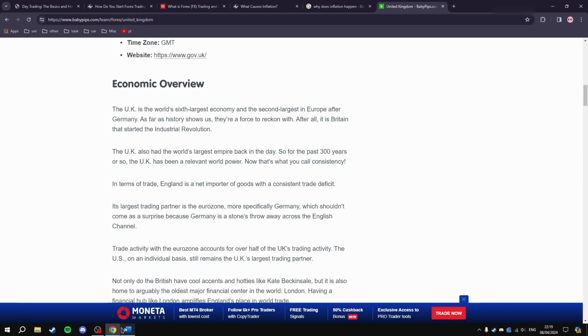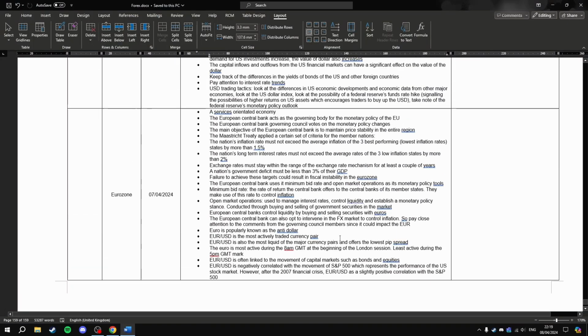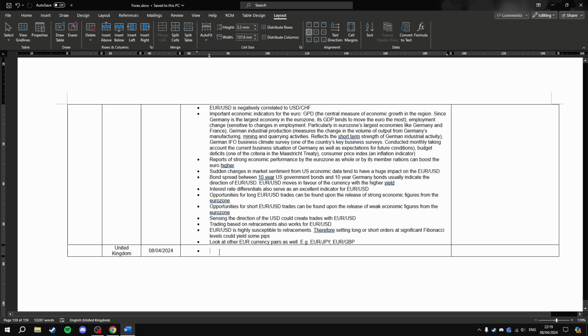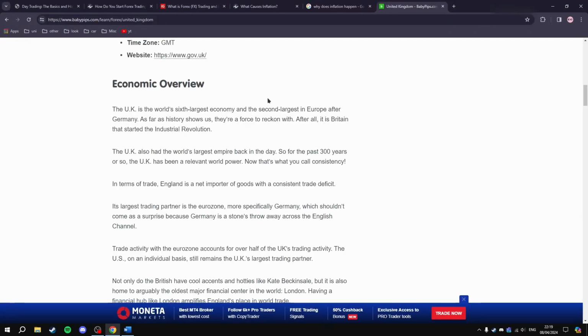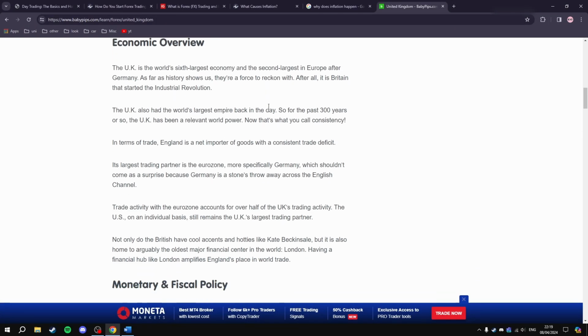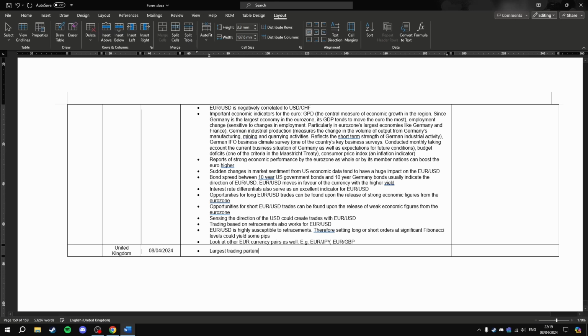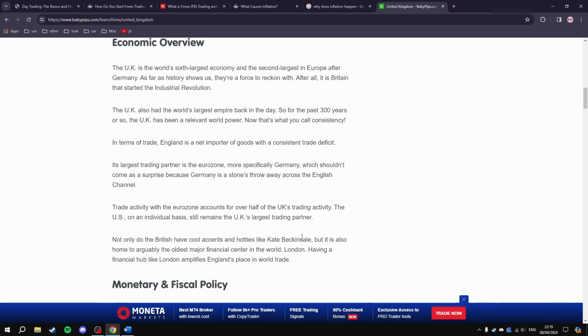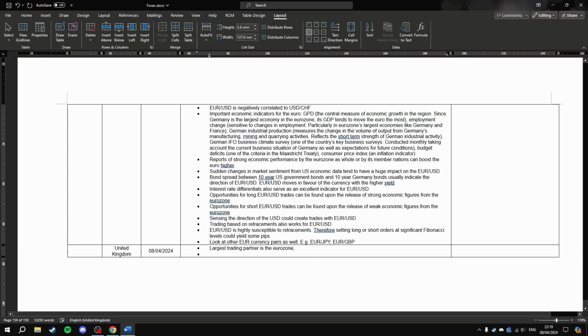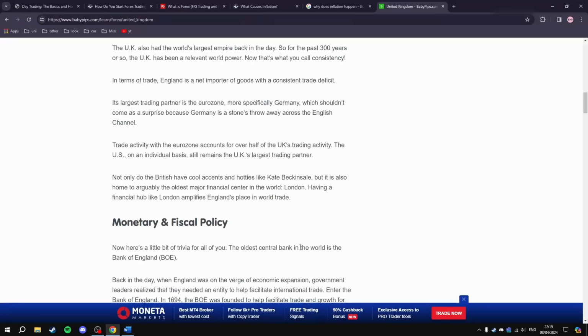Okay, so what useful stuff is in here? England, so that's not the UK in general, right? Largest trading partner is the Eurozone. Specifically Germany. Trading.